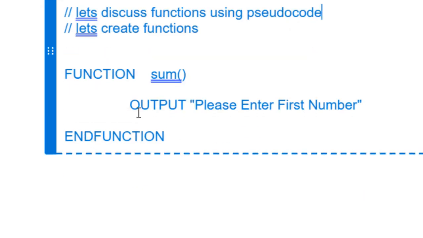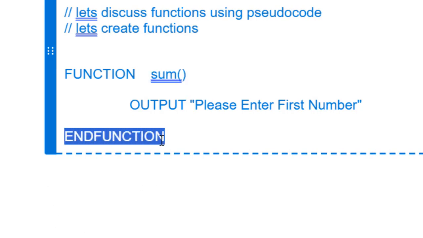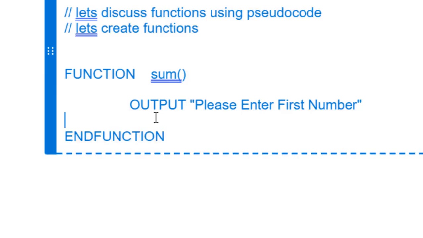How to create function is very easy. First we need to write a keyword function at the start, then identifier name, and after that at the end we will write end function. The only difference between function and the procedure is that function will always return something. It will always return some value, but on the other end the procedure will not return anything.